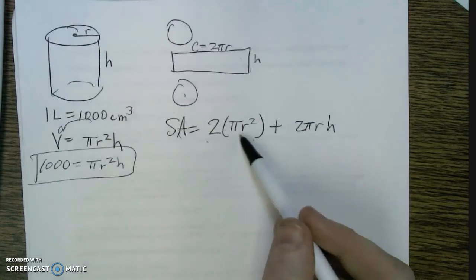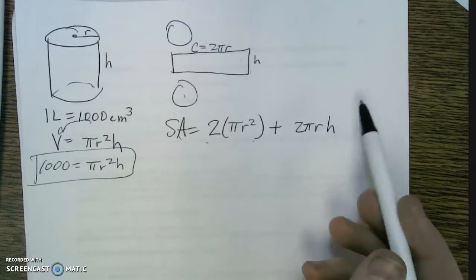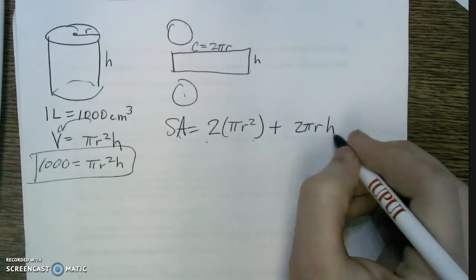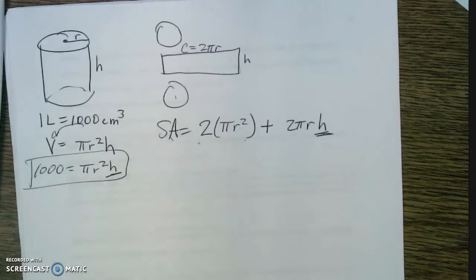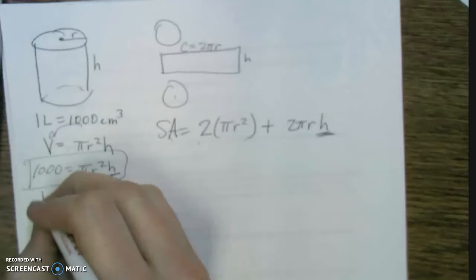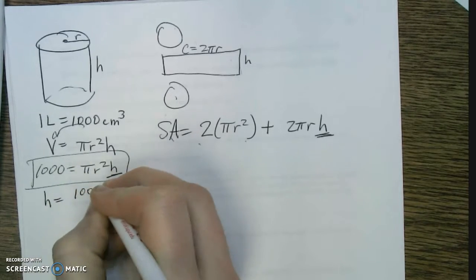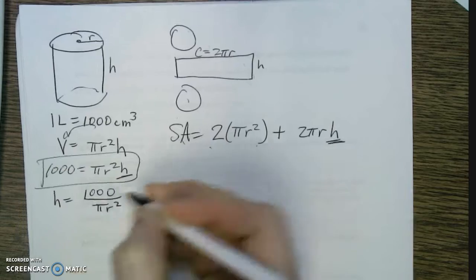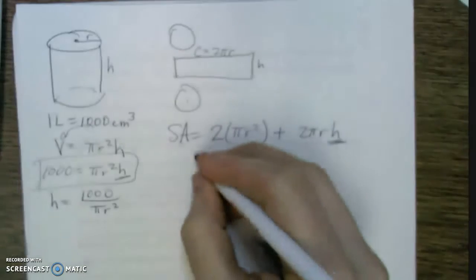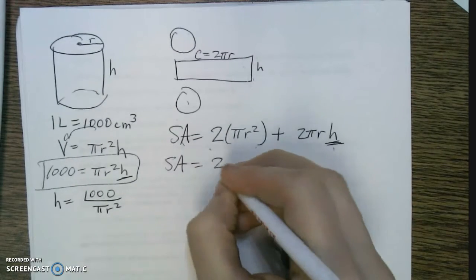Now there are too many variables here to find the derivative. So what we're going to do is get rid of h using the h that I know over here. So I'm going to solve for h, divide by pi r squared. And that's what I'm going to fill in for h over here before I find my derivative.